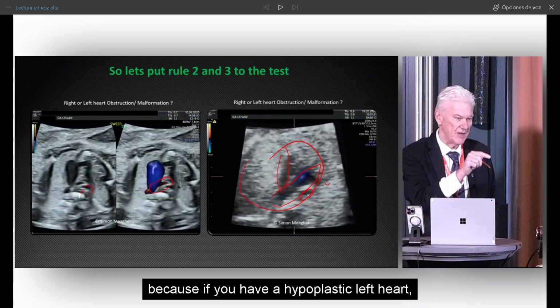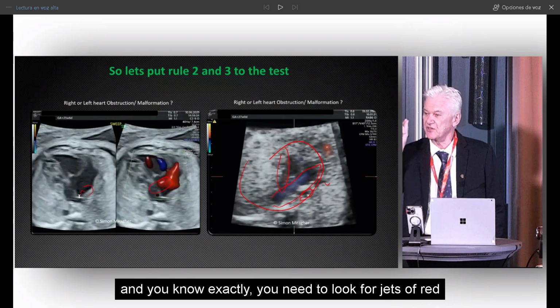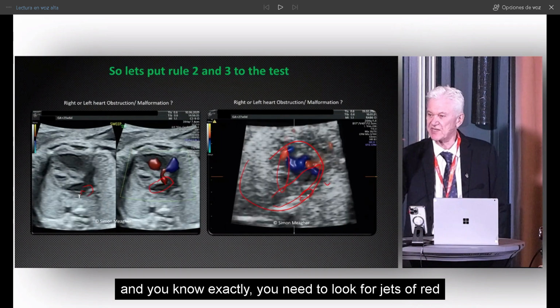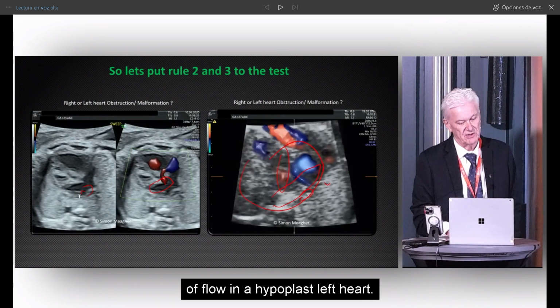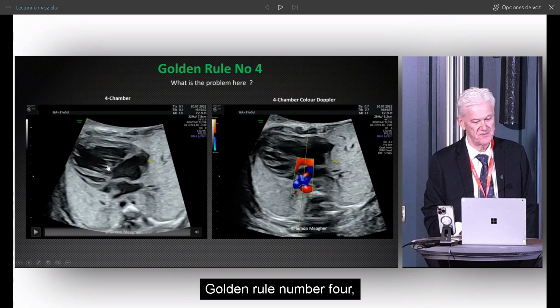Because if you have a hypoplastic left heart, you know exactly where you need to look for the trachea, and you know exactly you need to look for jets of red to see where there's a reversal of flow in a hypoplastic left heart. Golden rule number 4.